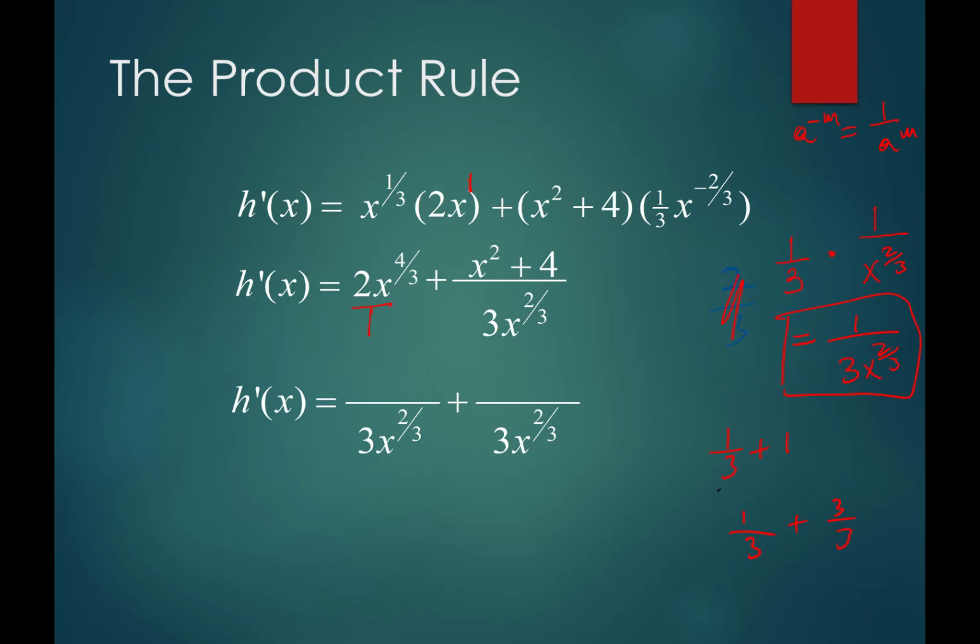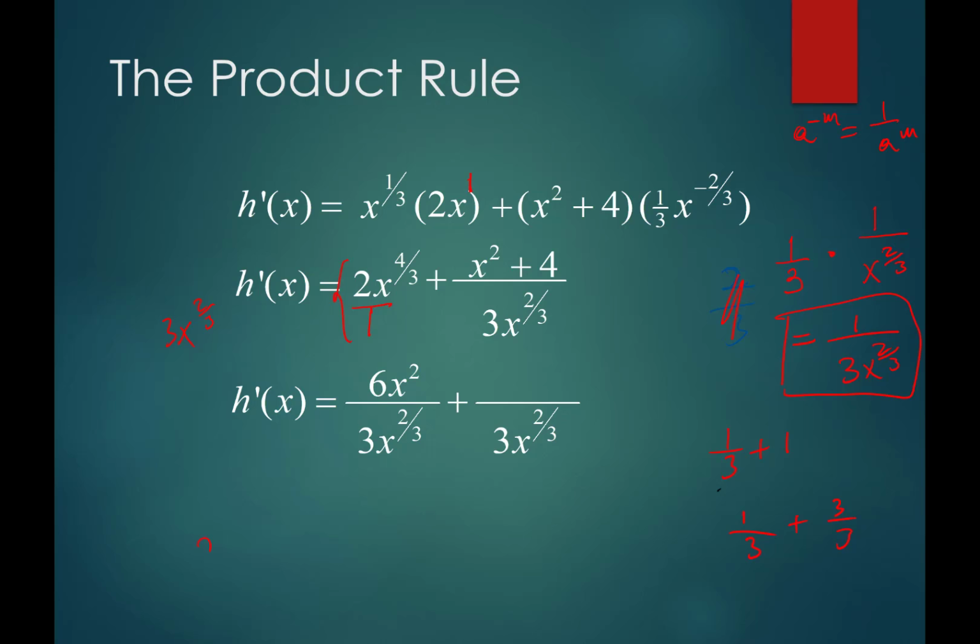Because this is over 1 now, I'm going to have to multiply the top and the bottom times 3 times x to 2 over 3. To multiply the top and the bottom by that, the bottom is obviously going to simply be 3 times x to 2 over 3. Then my top is going to be 6x squared. Now, why is my top 6x squared?